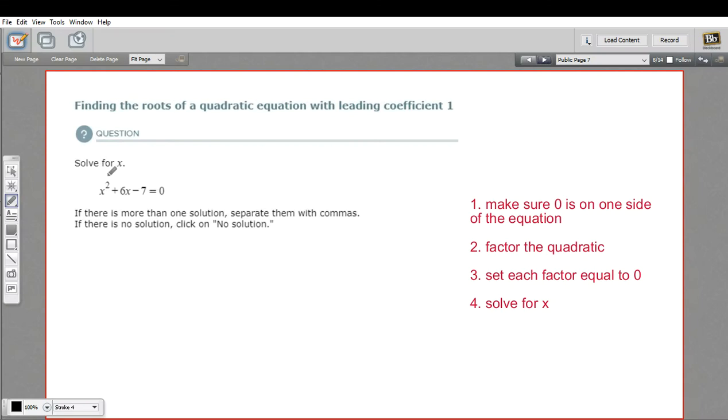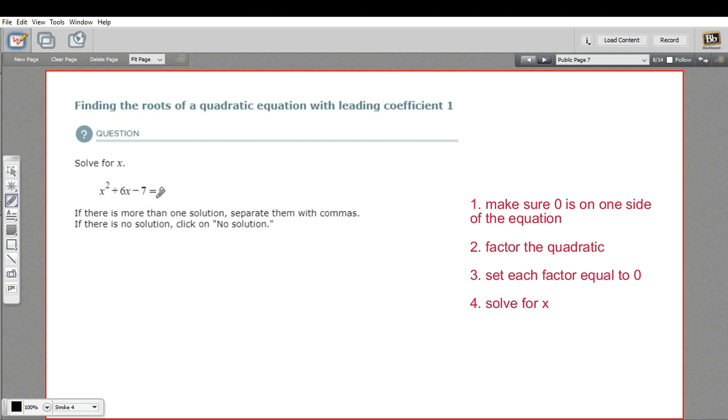When you are given a quadratic equation and you're asked to solve it for x, or to find the roots, or maybe to find the zeros, you're being asked the same thing. And this is how we do this, especially if the equation is something you can factor easily.